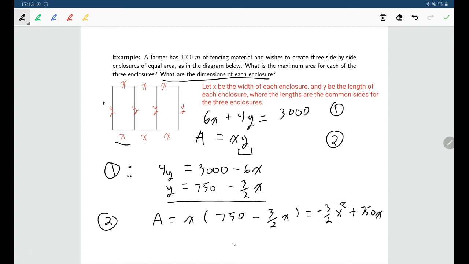The other thing that we need are the dimensions of each enclosure, and for that we need the x value and the y value, the lengths and the widths. So we already know what the value of x is. To find the value for y, we have a relationship between x and y, so we'll use that to find out what y needs to be.